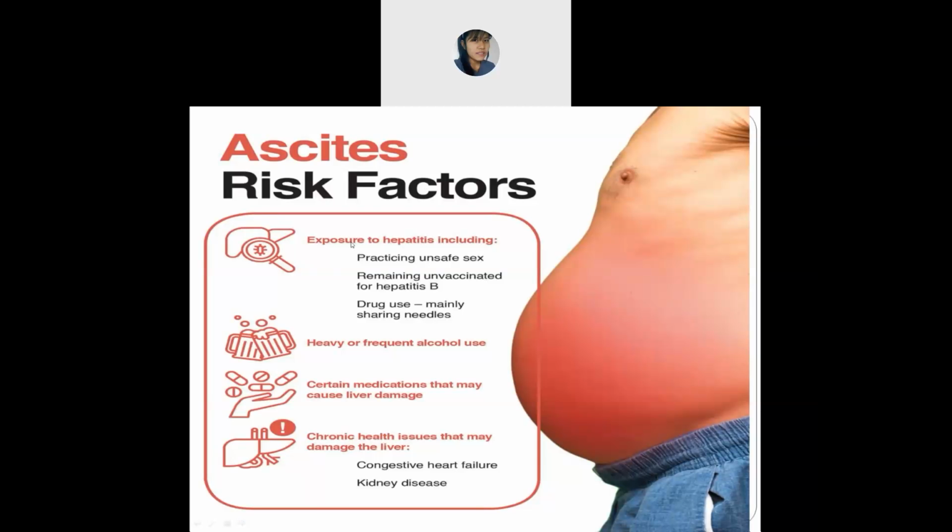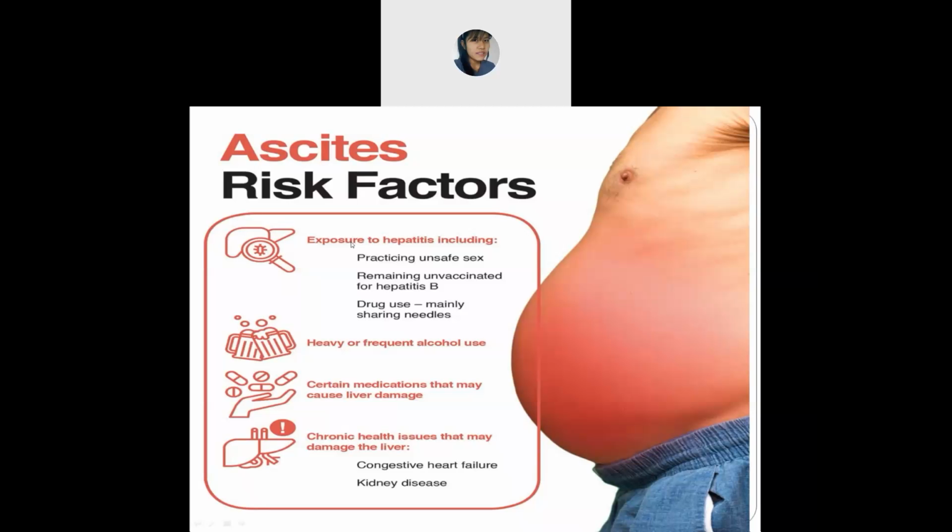Next are those addicted to drugs. They are at risk of having ascites. They consume drugs, maybe because of peer pressure and all those. So they are at risk of having ascites. Next is certain medications that may cause liver damage. There are some medications which cause damage to the liver.